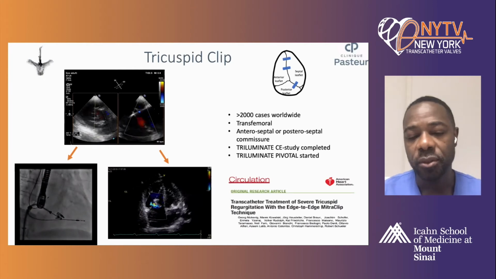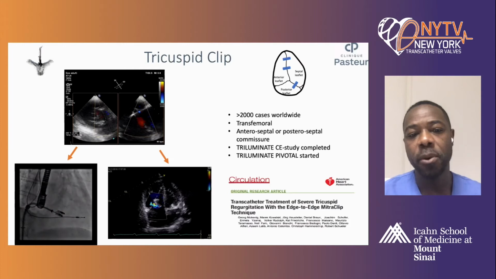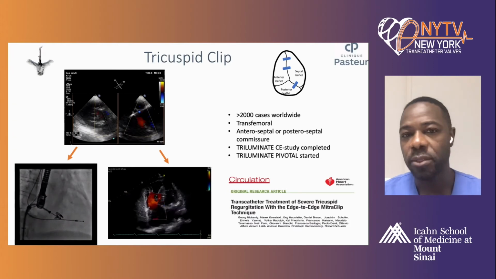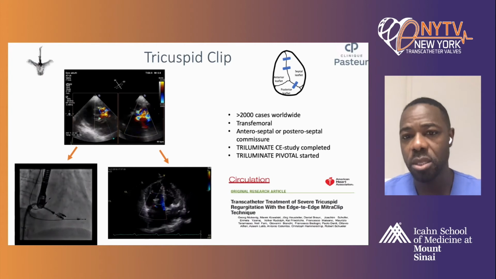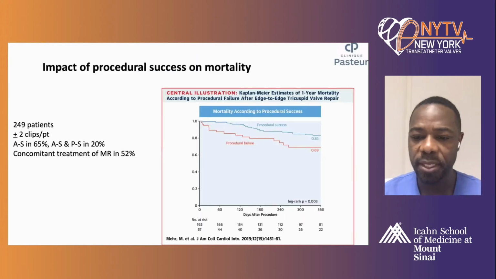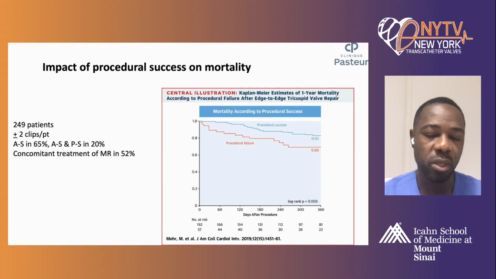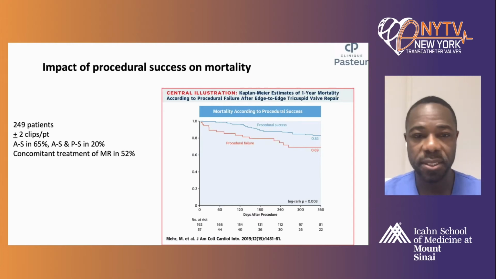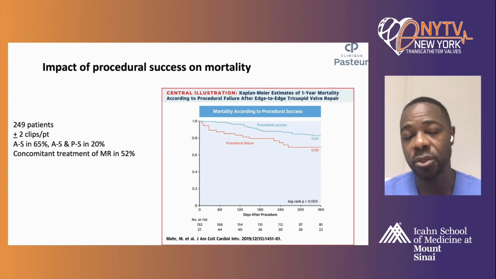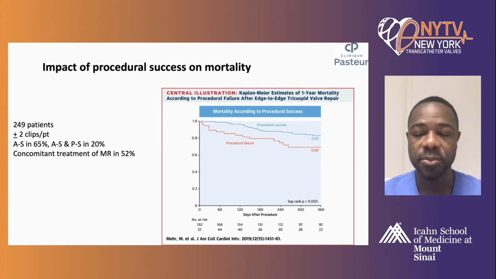So the TriClip, the clipping of the tricuspid valve, is the most popular one so far, and we have gathered most of the experience on the tricuspid side, with more than 2,000 procedures performed worldwide, which is already a good number. You've seen the TRILUMINATE study, but before that there were real-world registries, and what we understood from them is that if we achieve procedural success when clipping the tricuspid valve, this is going to have a positive impact on the survival of the patients. Patients with procedural success have better survival as compared to patients with procedural failure. So if we go for the procedure, we should do our best to decrease the tricuspid regurgitation, because this is going to have an impact for our patients.